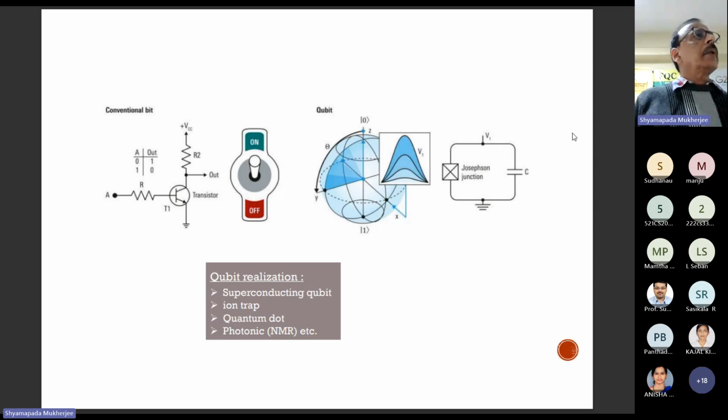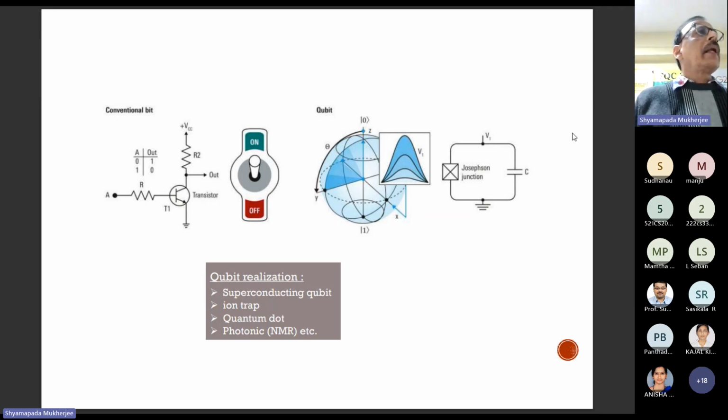What are superconductors? Superconductors are things which show zero resistance at some temperature. So the qubit realization can be either by superconducting qubit or ion traps. How can the qubit be realized? You take a silicon chip, and in the silicon you construct some ions kept inside some box-like structure, and those ions can be controlled, whether to go from this box to that box or go back. That is called an ion trap.